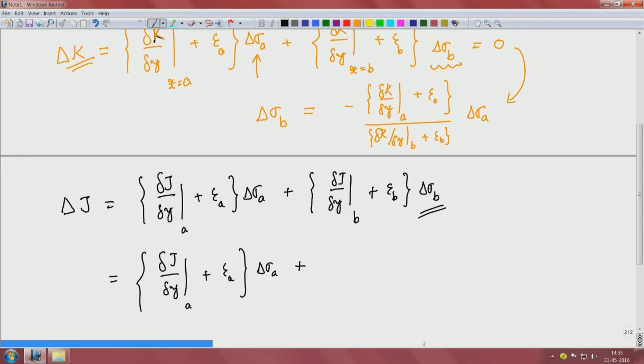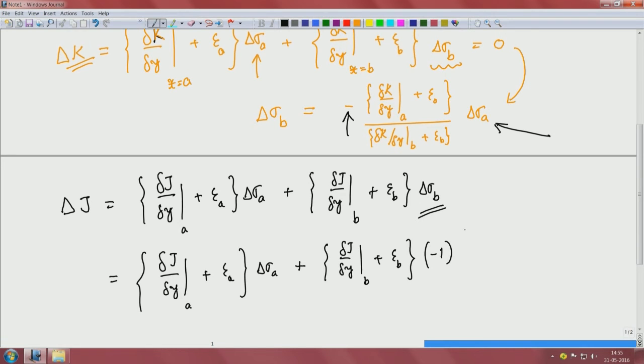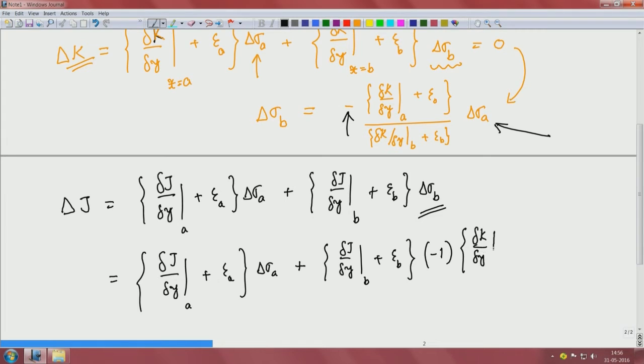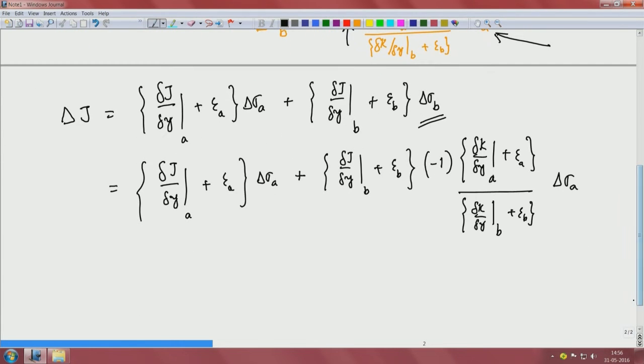Now instead of delta sigma b, we will substitute what we have here. So that will give us delta j by delta y at b, plus epsilon b, and this will be the minus, I will just put it as minus 1 to account for that, times delta k by delta y at a, plus epsilon a, divided by delta k by delta y at b, plus epsilon b, this whole thing times delta sigma a. Now if we look at this, this is delta sigma a. There is only one perturbation that we can make. The other perturbation is dependent on the first perturbation to make the constraint satisfied, the k equal to 0 or delta k equal to 0, first order thing.